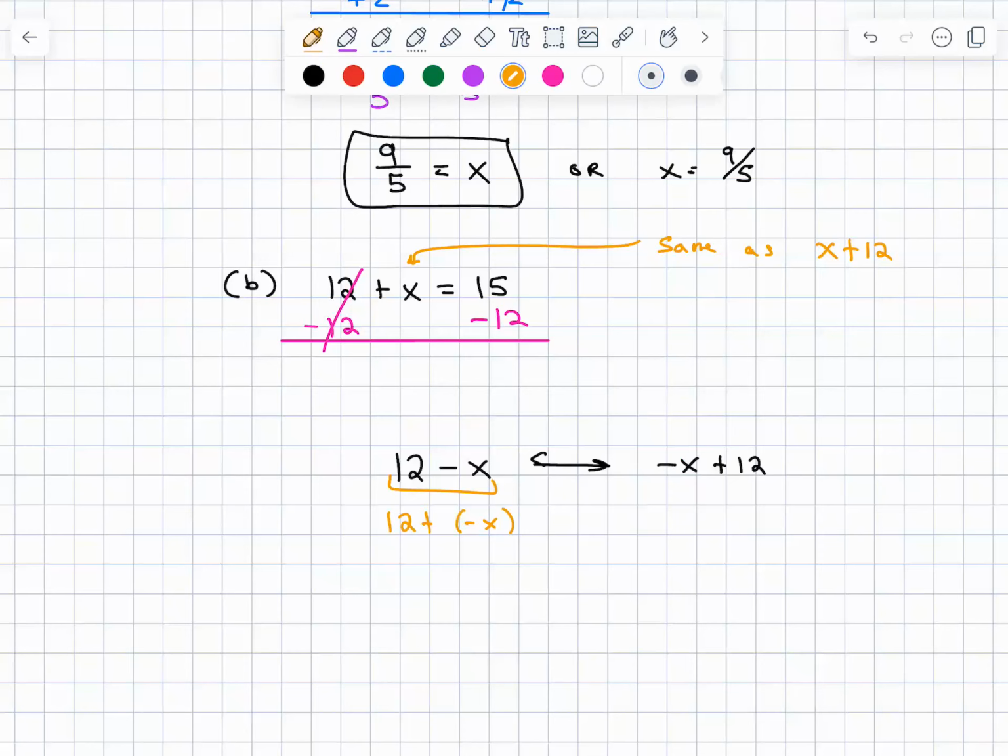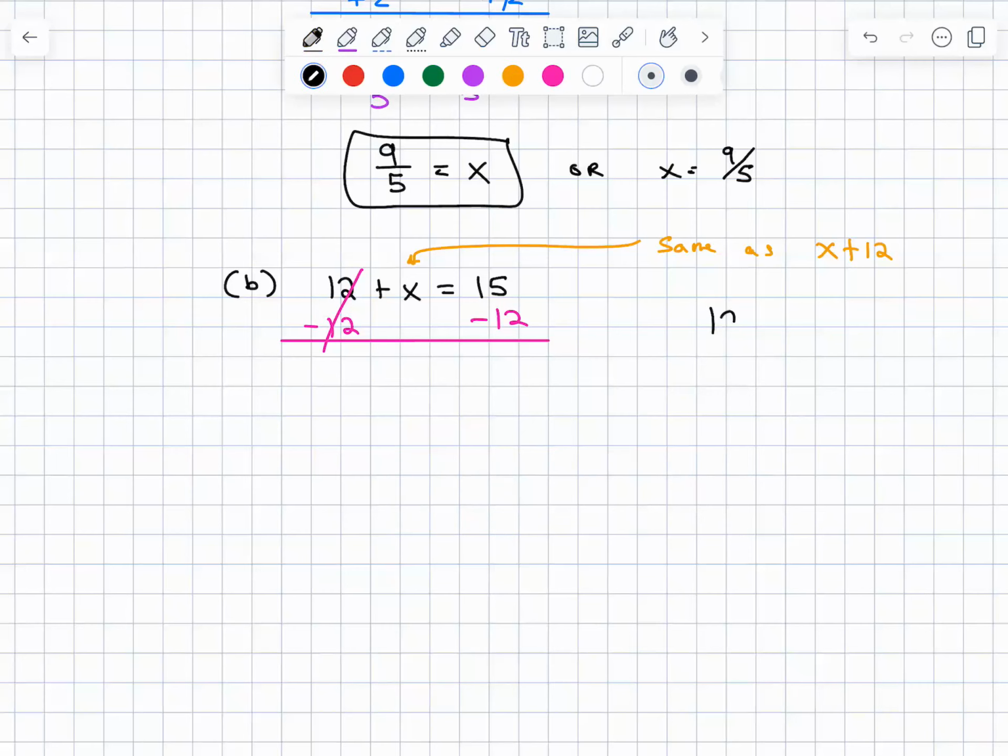Or you could see it as a positive 12 on the left-hand side. I need to get rid of it, so I need to subtract 12. However you want to do it, but great question to bring up. Because subtraction is not commutative, we can't flip it around like that when it becomes minus x. Wait, so if we were saying from this 12 minus x, to cancel out, would we add 12? We would subtract 12.